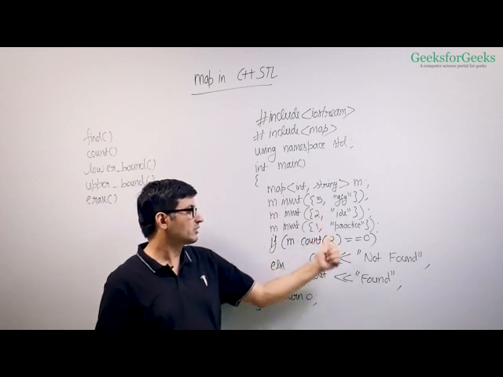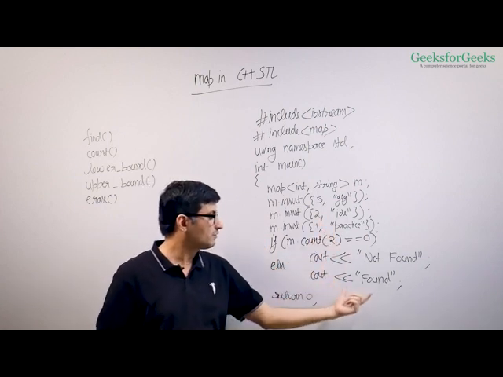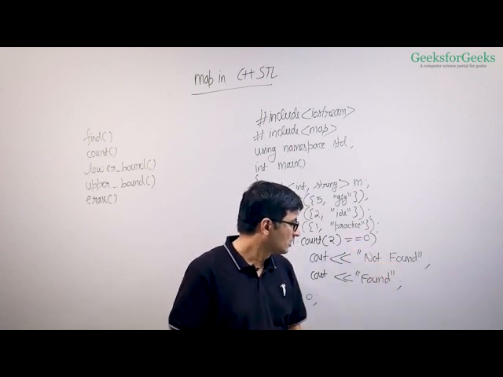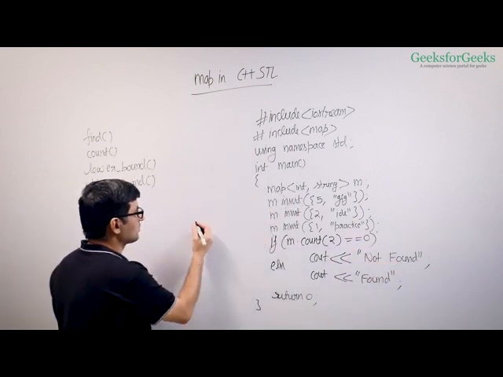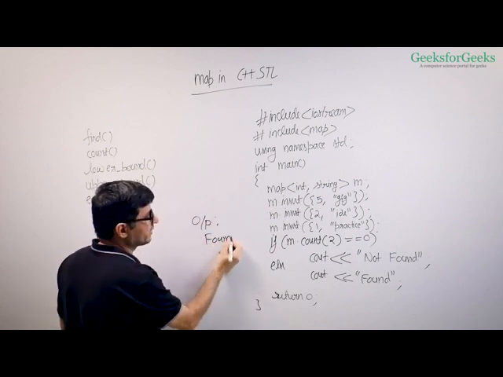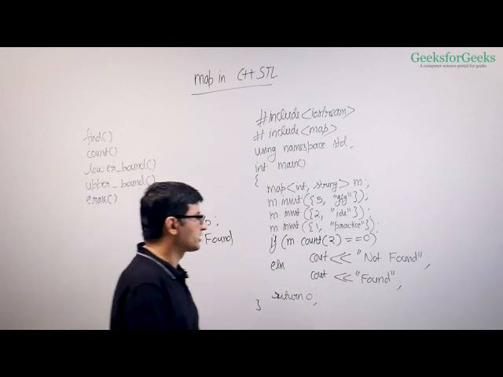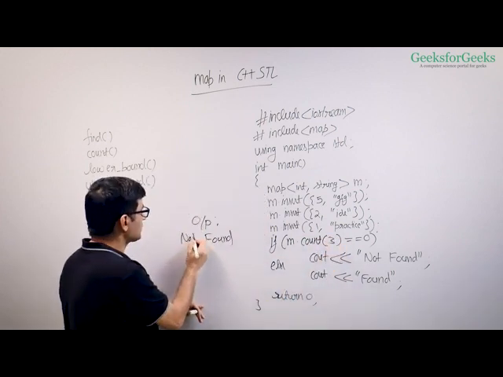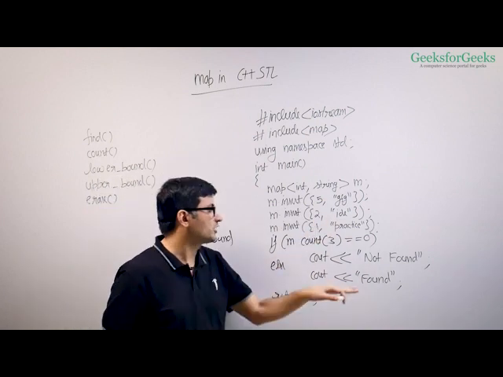So if we call count for 2, what do we get? We get 1. So we get the output as found, right? We print not found when we get count 0. So the output of this program is found. And if I change this program and if I put say something like 3 here, then the output is going to be not found because count for 3 is 0 in the map.